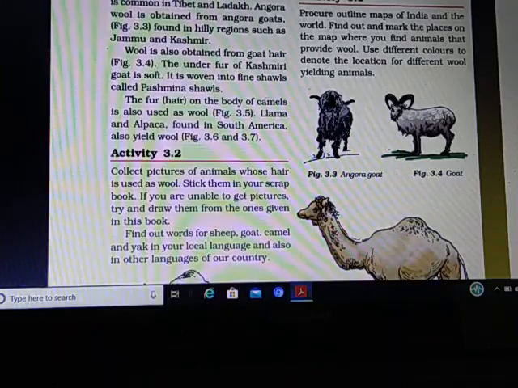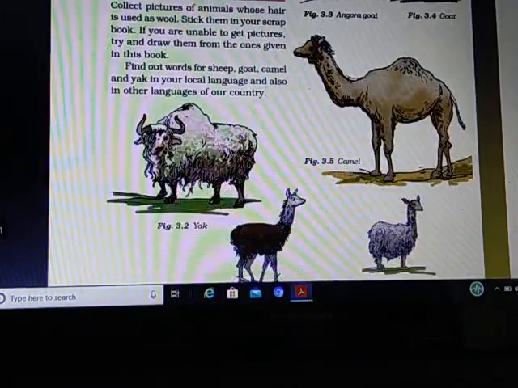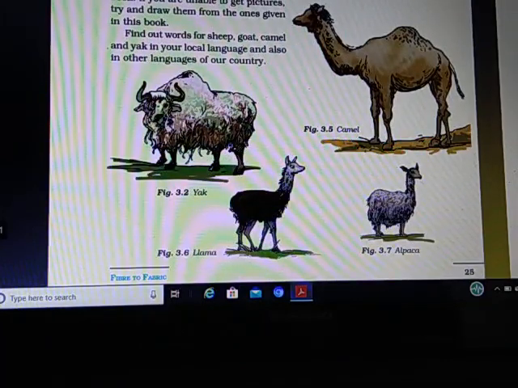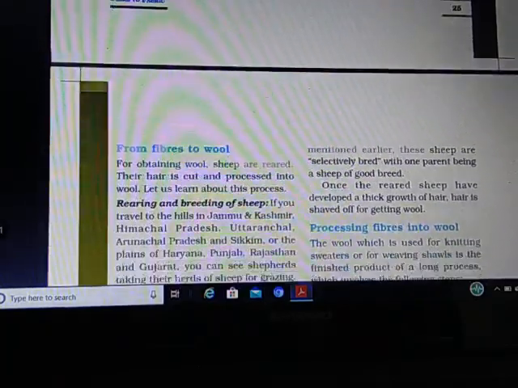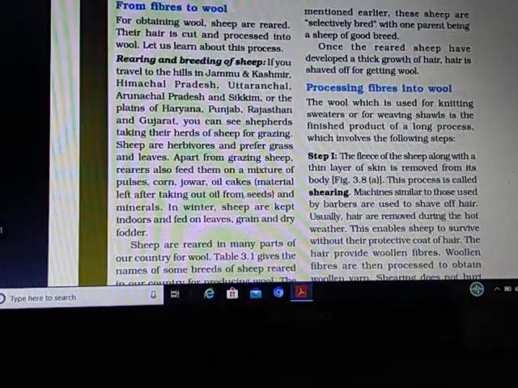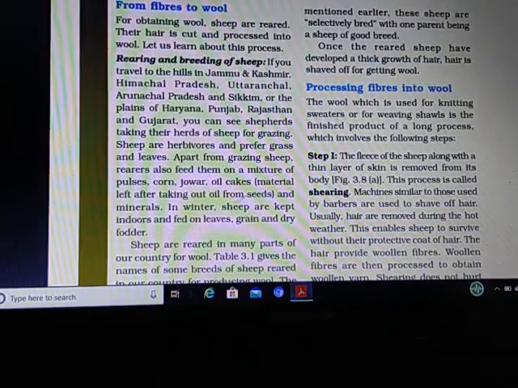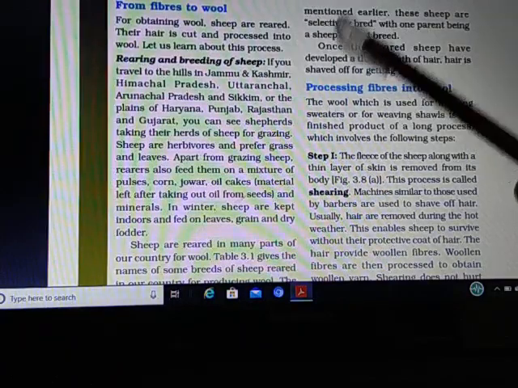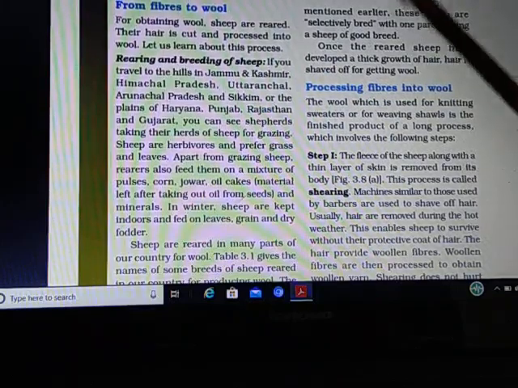Now further I'm going to explain, there are different types of animals like Angora goat, camel, yak, llama, alpaca, so these are some different goat, camel, sheep which are giving us wool. Now today's topic is from fibre to wool, how the fibre is converted into wool. For obtaining wool, sheep are reared, their hair is cut and processed into wool.